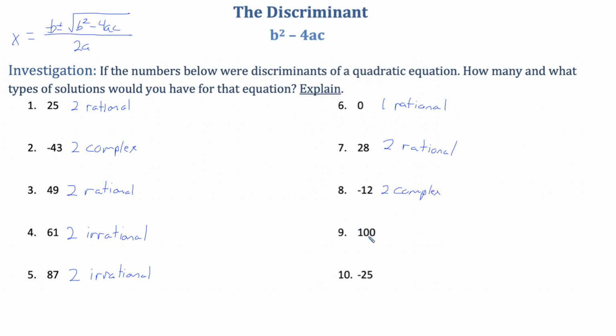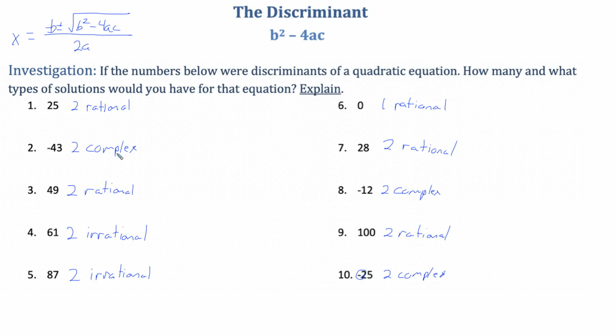100. 100's a perfect square. Fits the same idea as 25 and 49. So 2 rational. And then negative 25. And once again, it's negative, and so it's 2 complex. Don't get confused by the fact that 25 is a perfect square. This negative kind of trumps all the other things. If it's negative, it's definitely 2 complex because you have a negative under the square root.